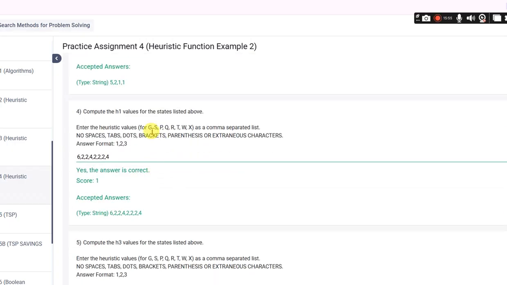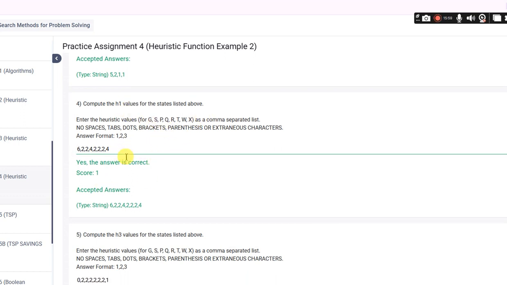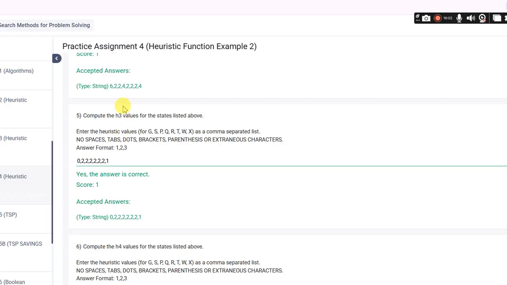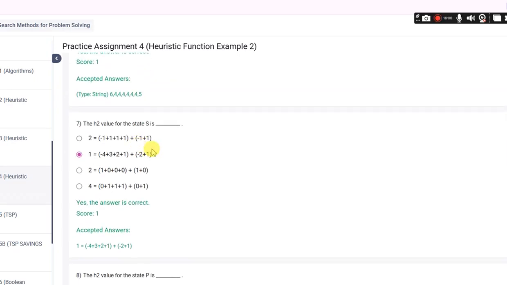Next, if they ask about the heuristic value from the goal state to the X state, we can compute H3, which we already computed, and we can write it for X4. The H2 value of the state is like this. How do you get 1? So -3 -4.